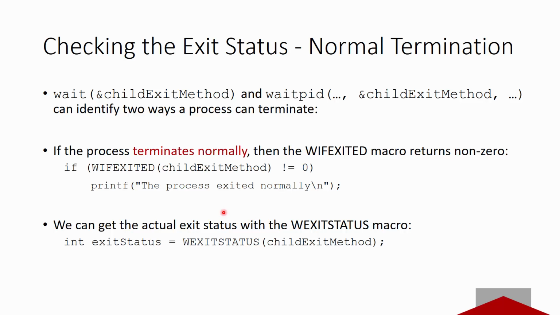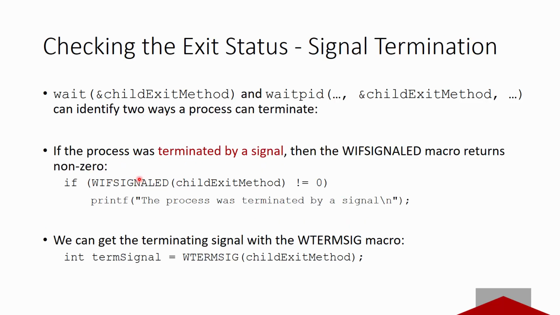We can actually get that integer out by using the wExitStatus macro on the same integer, and that will tell us what the integer actually was. So remember, you cannot get the return value of a process by examining the child exit method integer. You can only get that by running the exit status macro, and you can only run the exit status macro if you're sure that it exited normally, which you would do by comparing this. And again, example coming up here in a bit. It's actually pretty simple once you see it.